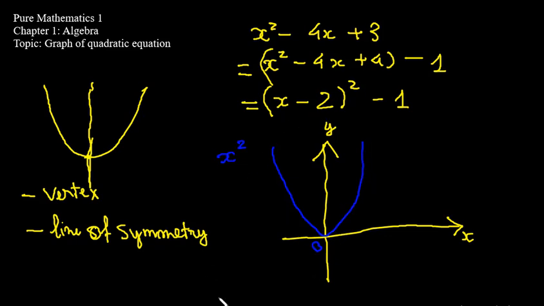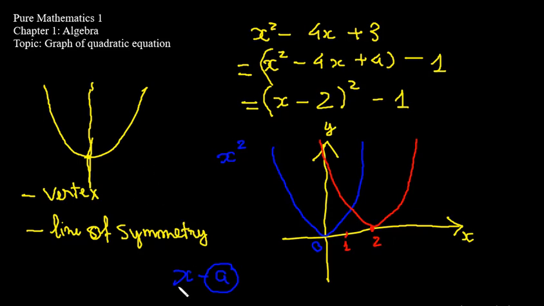When you have x minus a, the graph will move a units to the right. Let me draw it for you. If x minus 2, this graph will move along the x-axis 2 units: 1, and here is 2. So it moves 2, and its vertex will be here. The new one is a parabola, and its vertex is at 2 because it's minus 2.